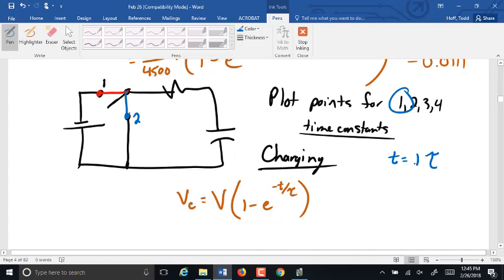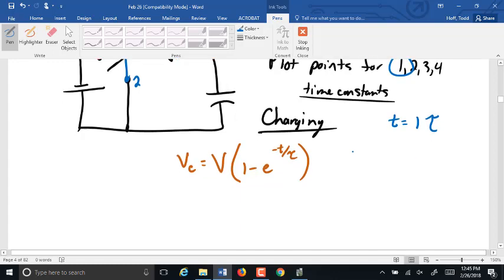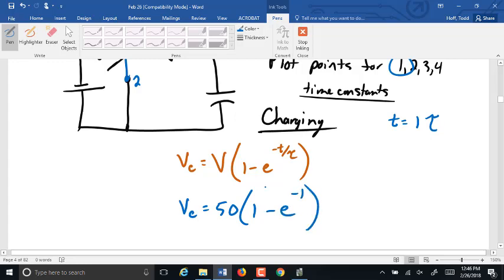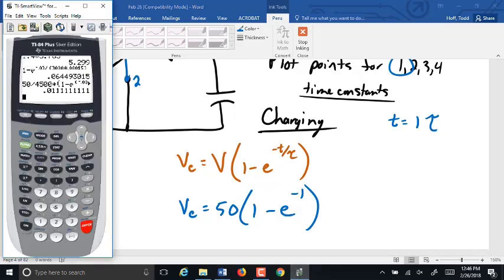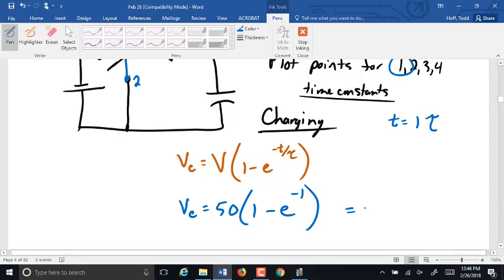50 volts. So that means the voltage on the capacitor is 50 times 1 minus e to the negative 1. That's 1 time constant after closing the circuit. So 50 times parentheses 1 minus e to the negative 1 gives us 31.6.